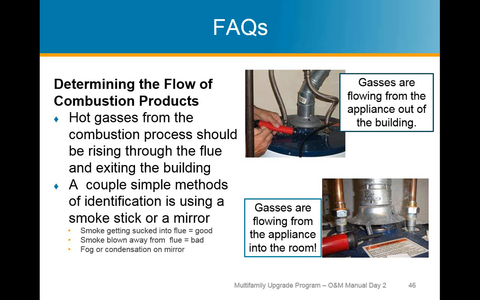If you don't have a smoke stick, a little trick, you can get a mirror and you can hold it up to that area where the flue meets the exhaust of the equipment. And if everything's working well, the mirror will just stay as is. If it's working poorly and pushing air or gas out into the room, it'll hit the mirror, it'll condense or fog up the mirror a little bit and let you know that something is wrong.